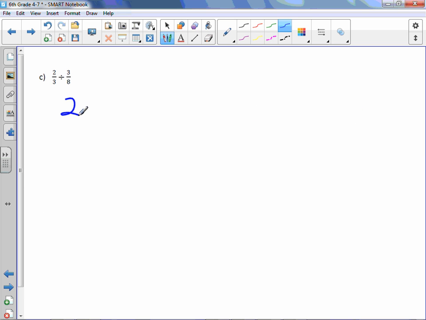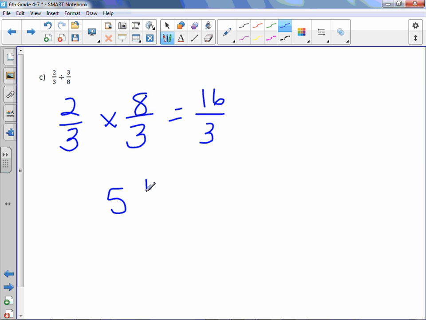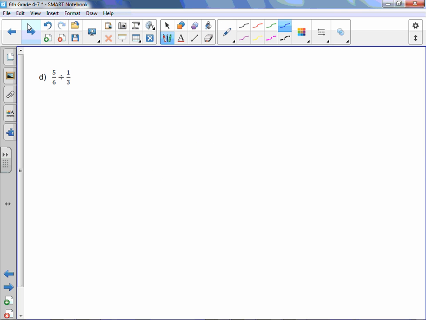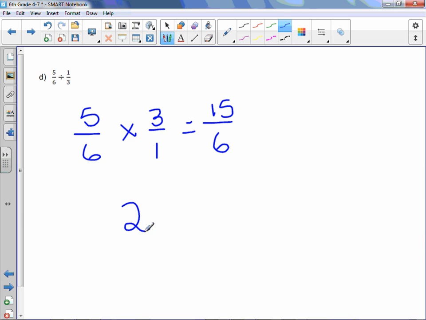Letter C. I will not divide. I will multiply by the reciprocal. 16 over 3, which is 5 1/3. I will not divide. I will multiply by the reciprocal. 5 times 3 is 15. 6 times 1 is 6. 6 goes into 15 twice, which is 12, with 3 left over. And this reduces to 2 1/2.